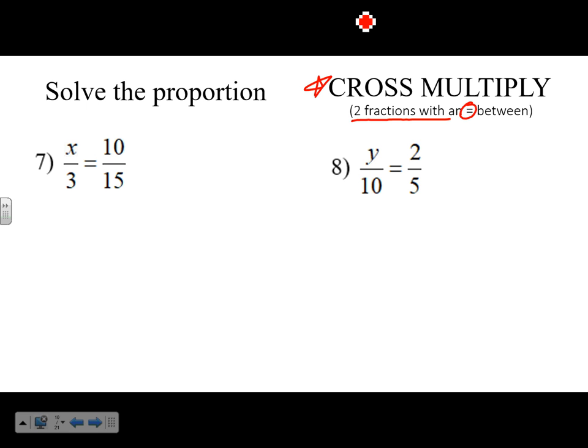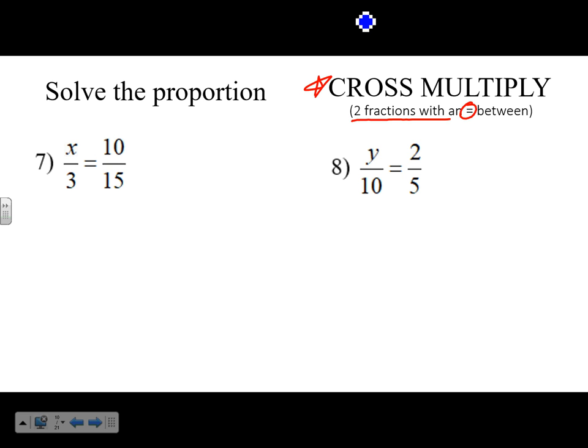The problem with cross multiplying is a lot of people start doing it when they have a problem like x over 3 plus 10 over 15 is equal to 8. They see this problem and they try to cross multiply this. You can't cross multiply this because it's plus. Remember, you can only do this if you have two fractions with an equal sign in between, or two ratios that are equal to each other, however you want to look at it.